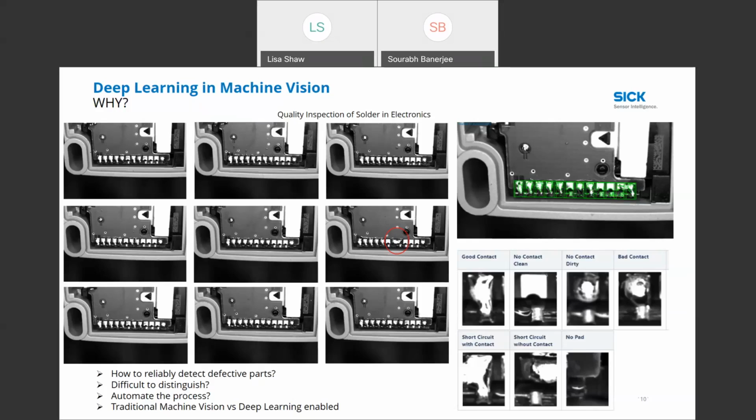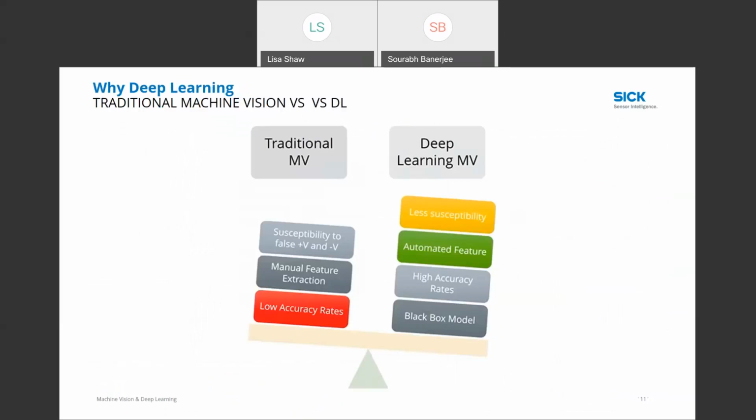So the question comes in, in these kinds of applications, how do you reliably detect the defective part? How are you able to distinguish between these different parts? And can you actually automate this process, or is the failure rate so high that you need manual intervention in this process? So we will see that deep learning will help you to solve this application.